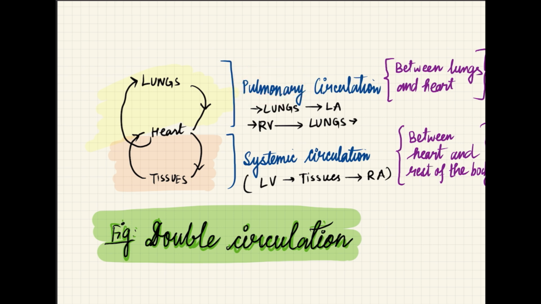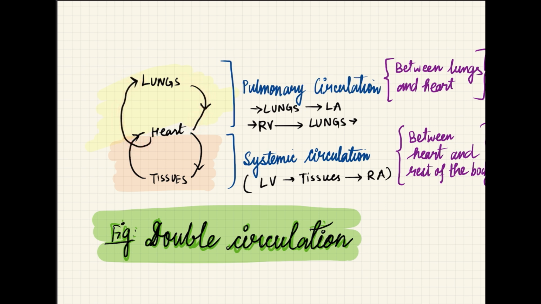The meaning of pulmonary is lungs. So pulmonary circulation is between the lungs and heart. Systemic refers to the body. So systemic circulation is between the heart and the rest of the body. So what happens in pulmonary circulation? From the lungs, oxygenated blood enters into the left atrium, and from the right ventricle of the heart, deoxygenated blood goes to the lungs. This is pulmonary circulation.